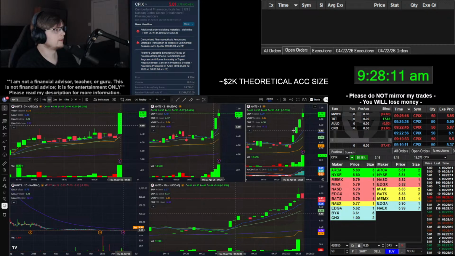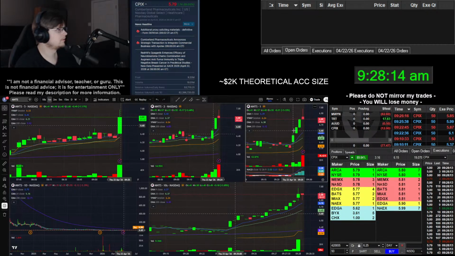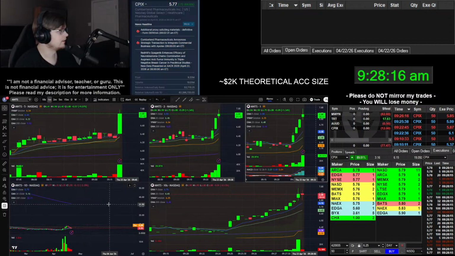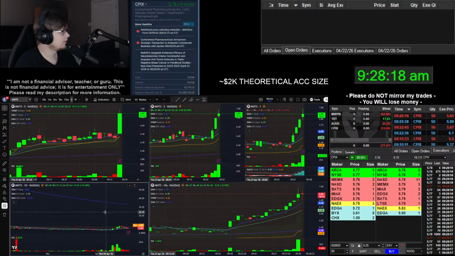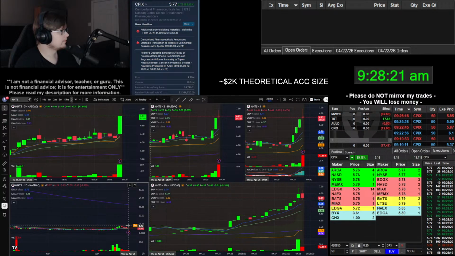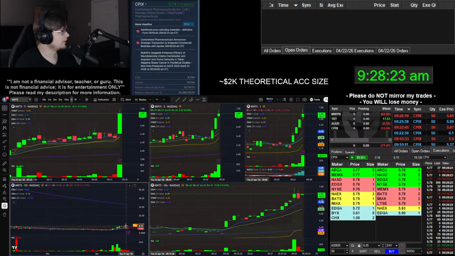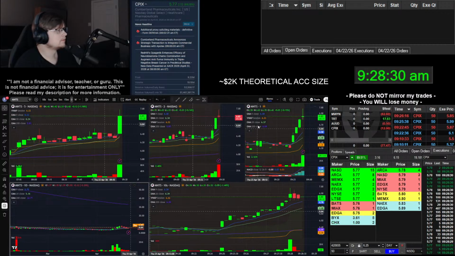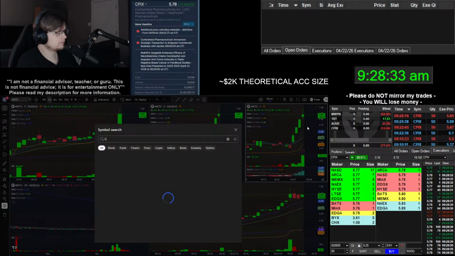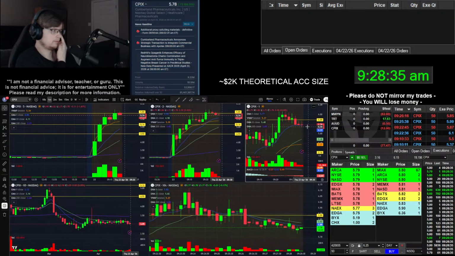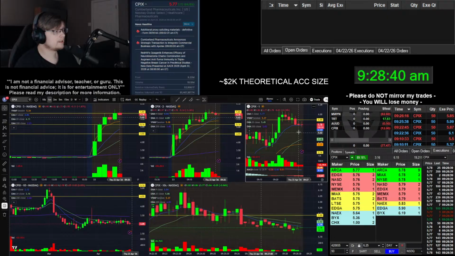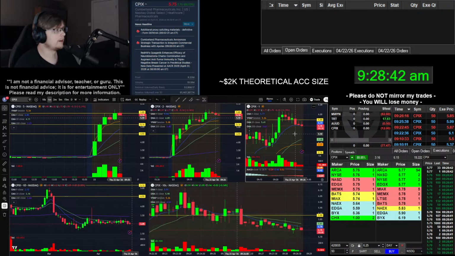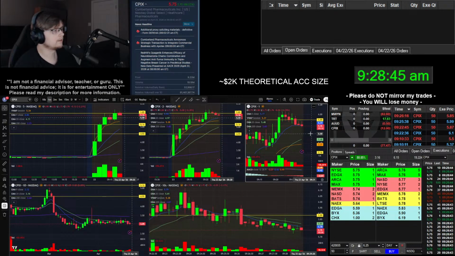MNTS moving a little bit. I don't really like the daily on it. You would have to break above like 850. I don't know. We'll see what CPIX does at the open. Unless it's a very obvious setup, I'm not going to take it.